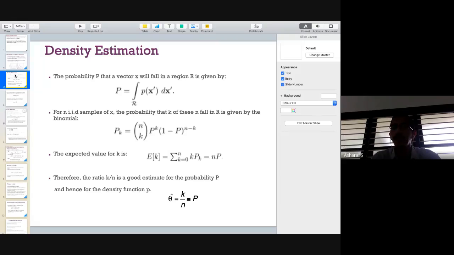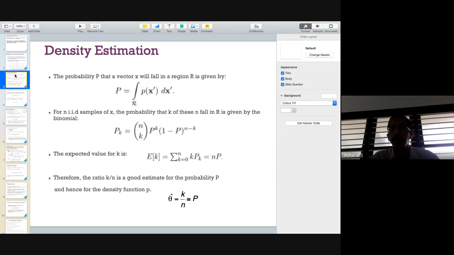And the expectation of a binomial is given by the sum of x times p(x) over all possible x's. So the expected value of K would be n times P. That's a trivial understanding from a binomial distribution. So the expectation of K is n times P.